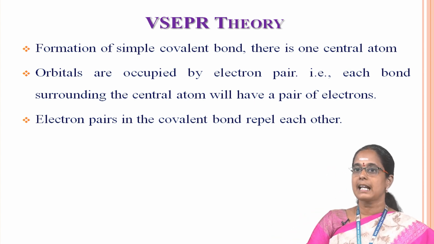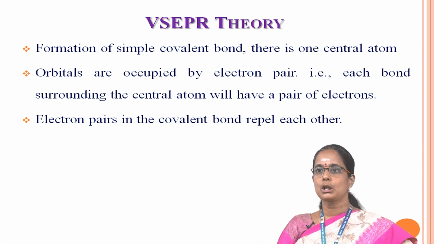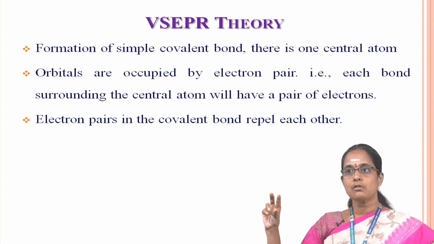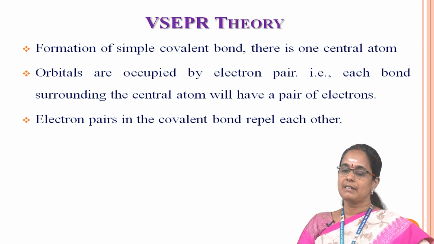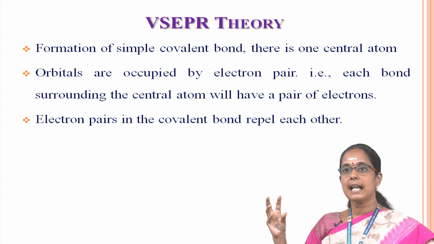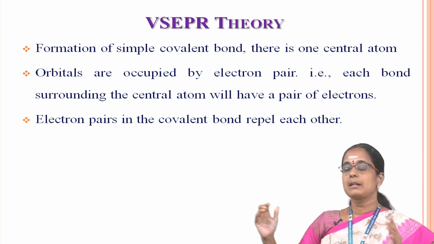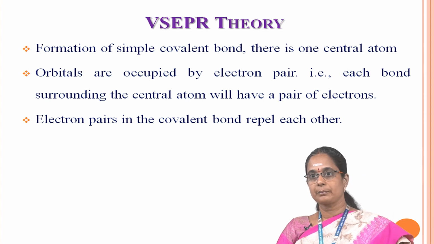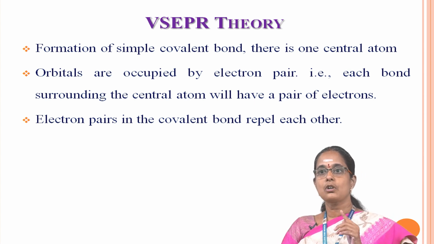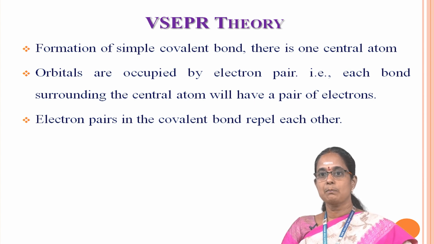This theory states that for maximum stability of a molecule, the orbitals occupied by electrons in the valence shell of the central atom should be so arranged in space that they lie as far from one another as possible. This theory is also given in the form of postulates. There are three points.